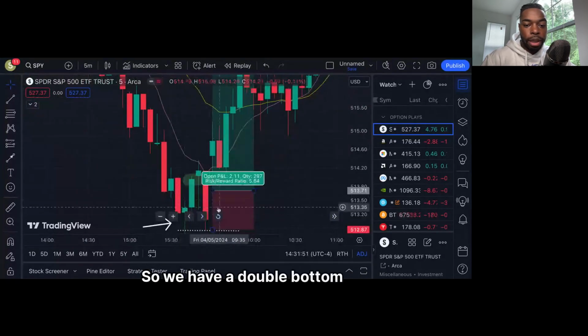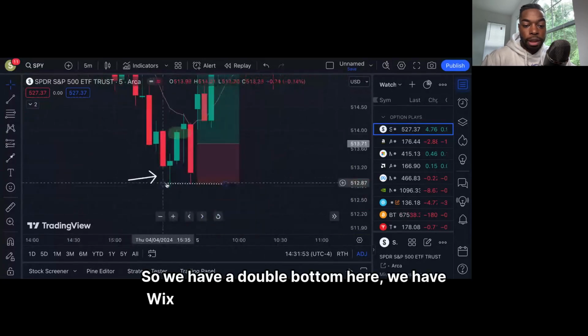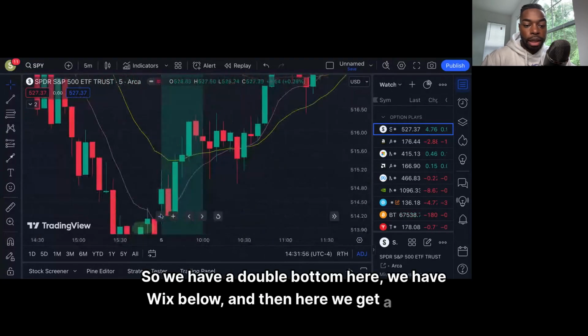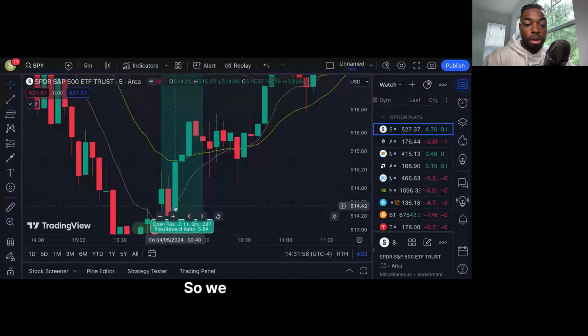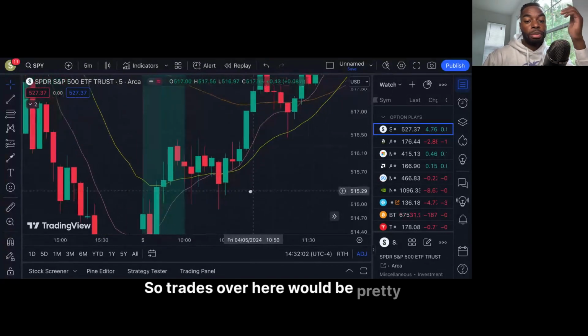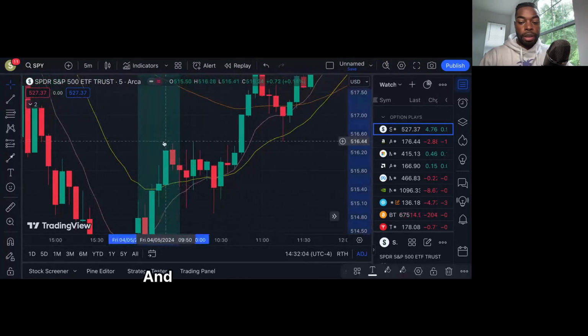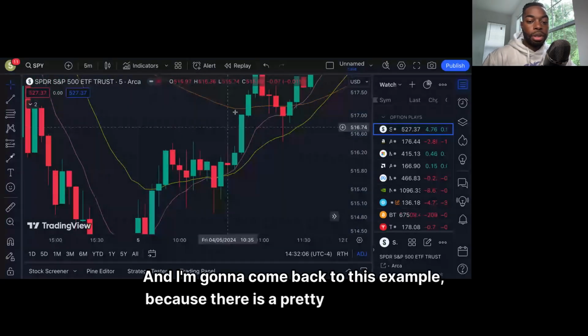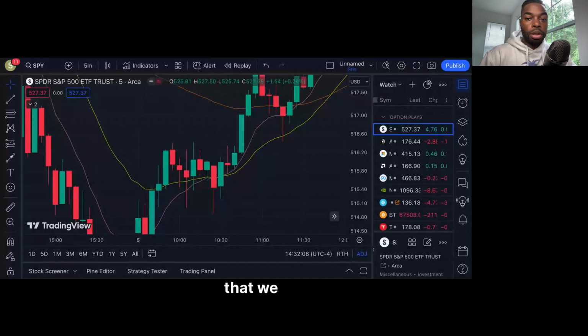So we have a double bottom here. We have wicks below. And then here we get a VWAP crossover. So we go trading above VWAP. So trades over here would be pretty ideal. And I'm going to come back to this example because there is a pretty good trade here that we can look at.